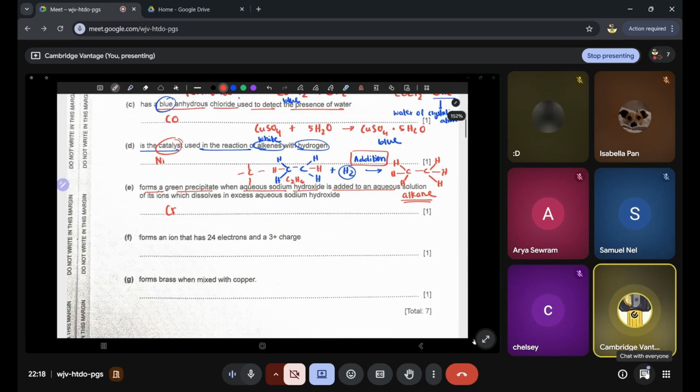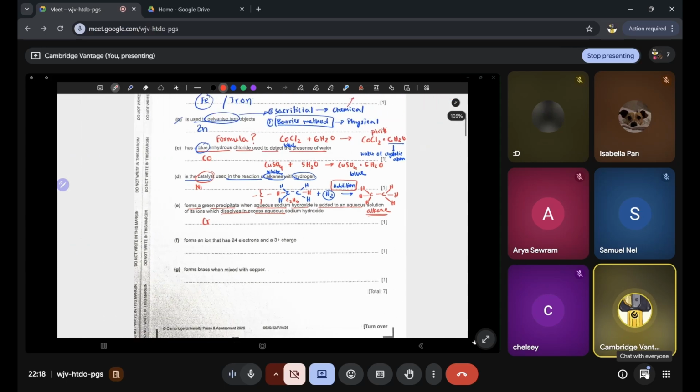Now, how would you differentiate between iron and chromium? It dissolves in excess aqueous sodium hydroxide. If it was iron instead, it wouldn't dissolve. But for chromium, we know that it is going to dissolve. And the way you remember these ion tests is from your syllabus. Near the end of the syllabus, you have an entire list of every single ion test, gas test, and flame test required. So if you just go through that, you should be fine for this one.